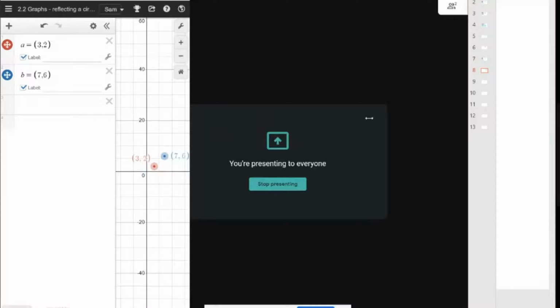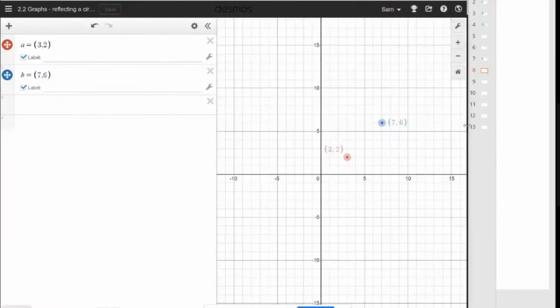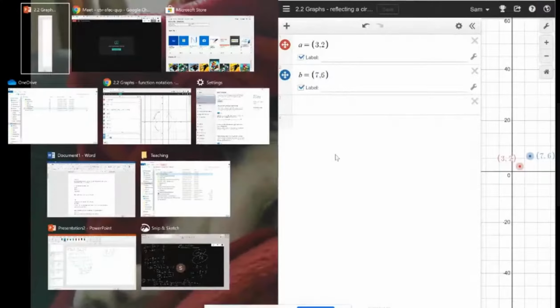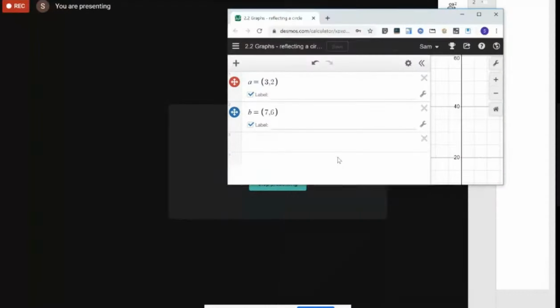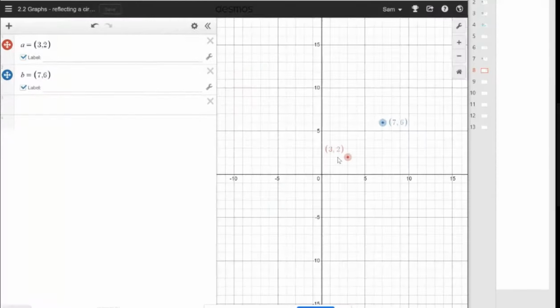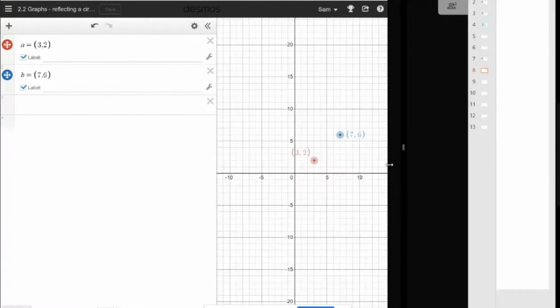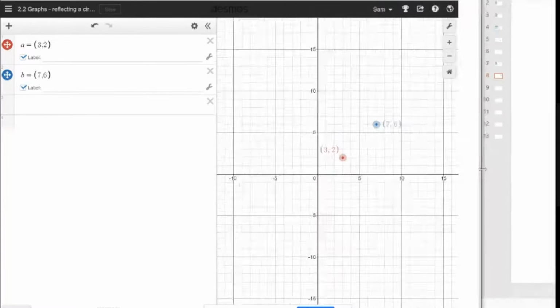Okay, that screen was meant to move with it. That's all right. Let me just set this up a bit better. Put that to the right. Cool, now they're moving together.